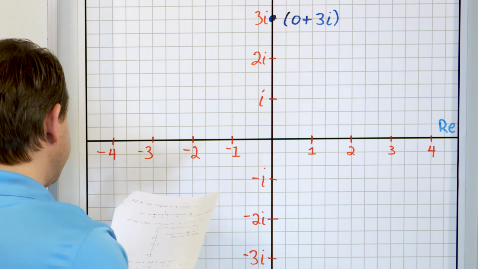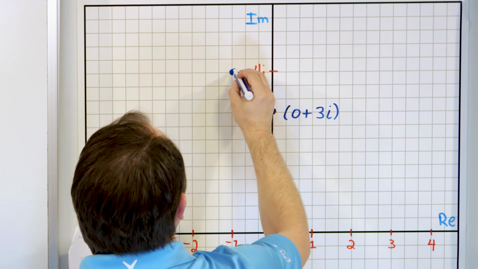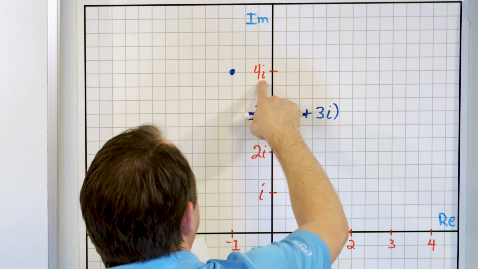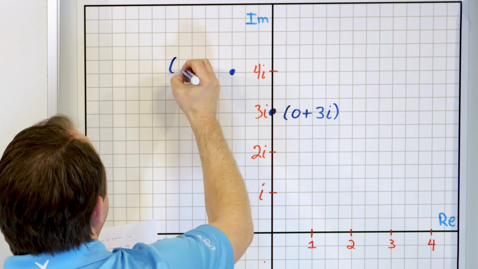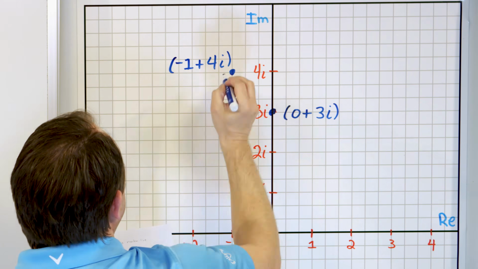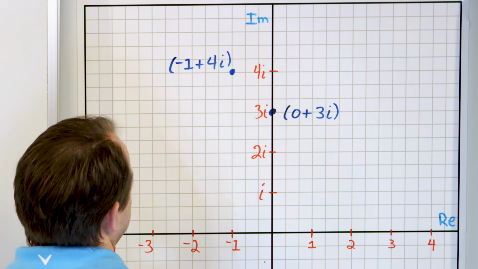All right. What would this point be right here? Let's go up here. What would this point be right here? Well, the real part is -1. And the imaginary part is 4. So really what I would put is -1 plus 4i. -1 plus 4i. This is the complex number that's associated with this point right here.